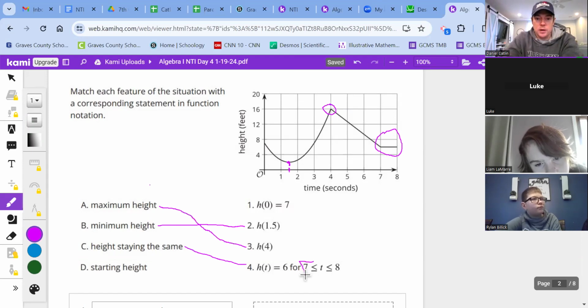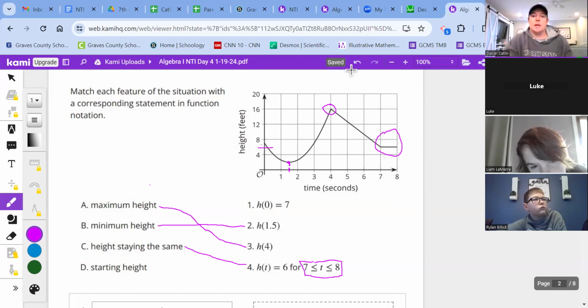inputs 7 through 8. This kind of matches our piecewise function ideas, right? So we should be familiar with that. 7 to 8 is where it's flat, and the output is 6, which you can see is right. Let's see, output would be halfway between those, which would be right there. So that's 6. And we don't know exactly what the time is. We just know it's between 7 and 8. And so that's why that works. All right.